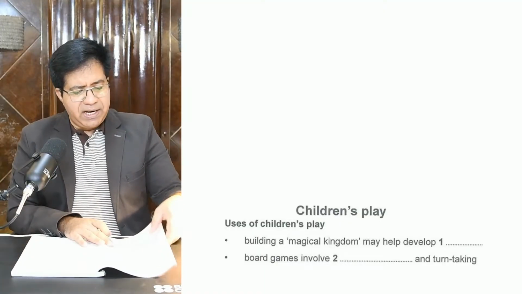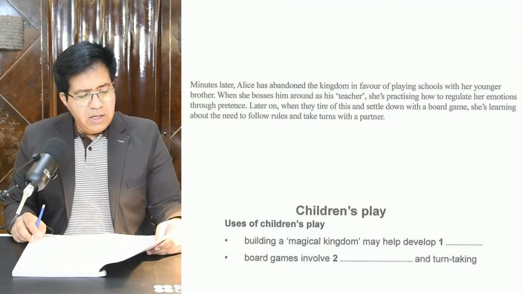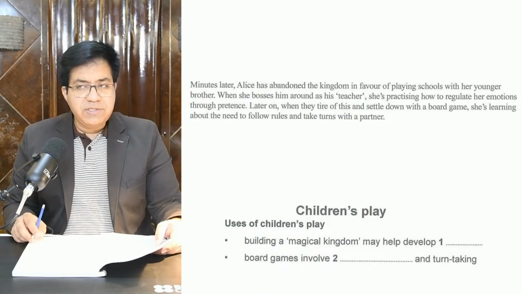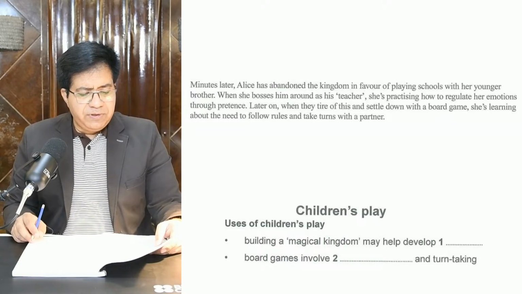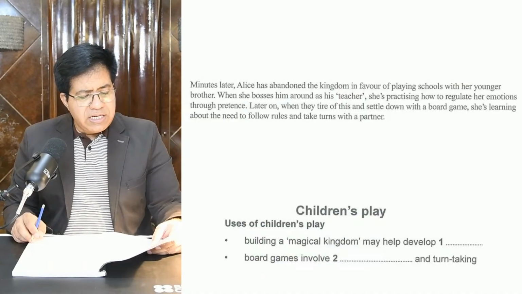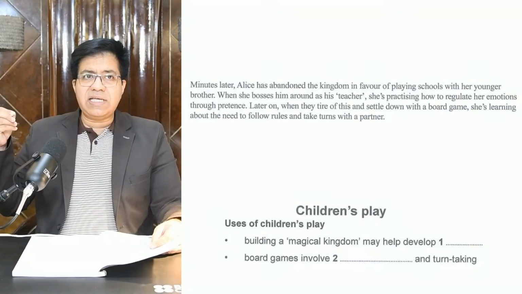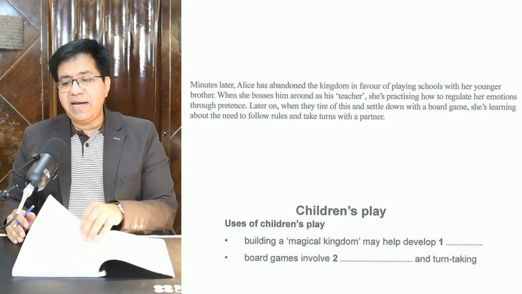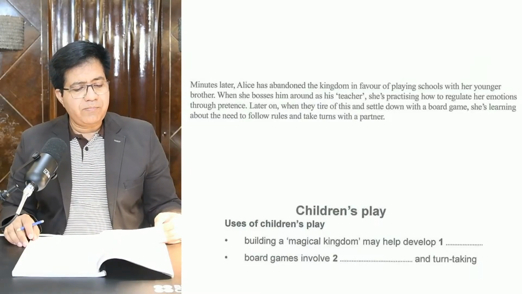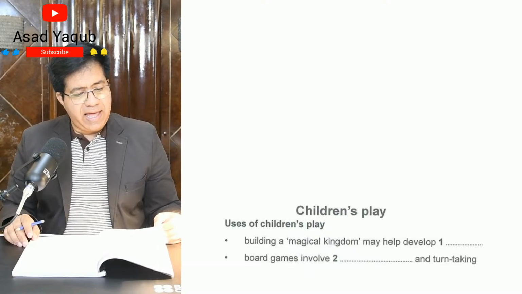Please come to the second paragraph. There you will find the words board games. Third line after full stop. Second paragraph, third line after full stop. Later on, when they tire of this and settle down with a board game, she's learning about the need to follow rules and take turns. Now, take turns is turn taking. What is the second thing with that? Rules. So, correct answer is rules. And it's one word only, so you will not write any extra word with that.